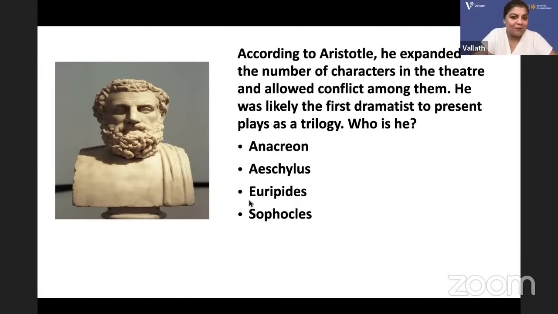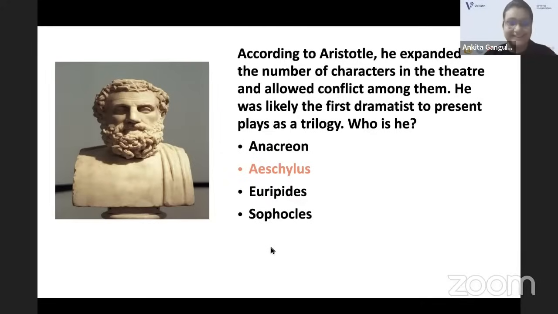Who is that? Everybody knows. You are saying it correctly. It is not Anacreon. It is not Euripides. It is not Sophocles. It is Aeschylus, the father of tragedy. Ankita, what is the name of the trilogy that Aeschylus wrote? Oresteia trilogy. That's right. Aeschylus wrote the Oresteia trilogy. Who wrote the Theban trilogy? Sophocles. Yes. Sophocles wrote the Theban trilogy.